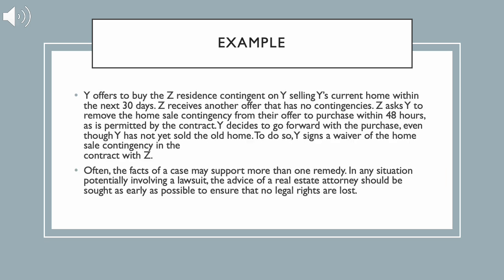Y offers to buy the Z residence contingent on Y selling his current home within the next 30 days. Z receives another offer that has no contingencies. Z asks Y to remove the home sale contingency from their offer to purchase within 48 hours, as is permitted by the contract. Y decides to go forward with the purchase, even though Y has not yet sold the old home. To do so, Y signs a waiver of the home sale contingency in the contract with Z.